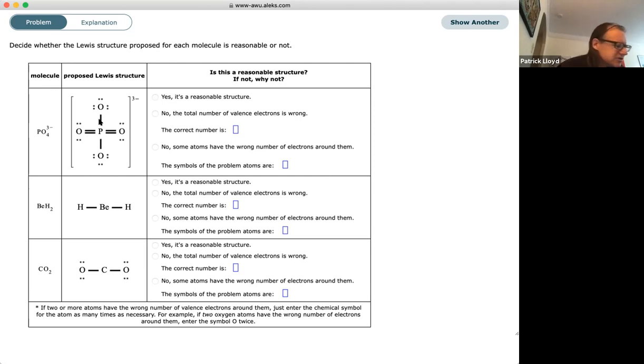In fact, this one is so interesting in terms of the nuance. I want to show it to you. Let me come over here and show you the correct structure. Okay, so this is phosphate. Okay, so one possibility would be this.